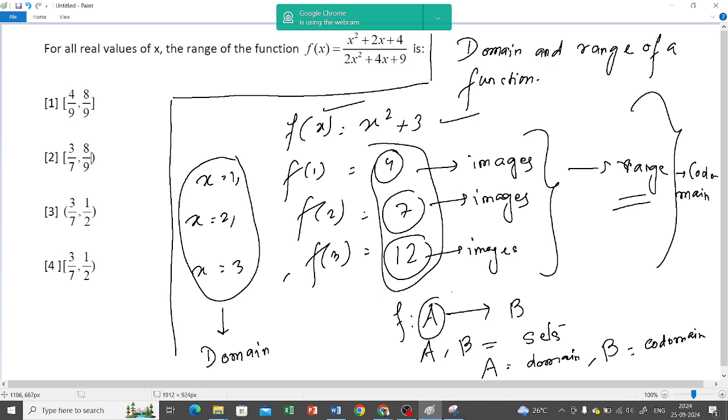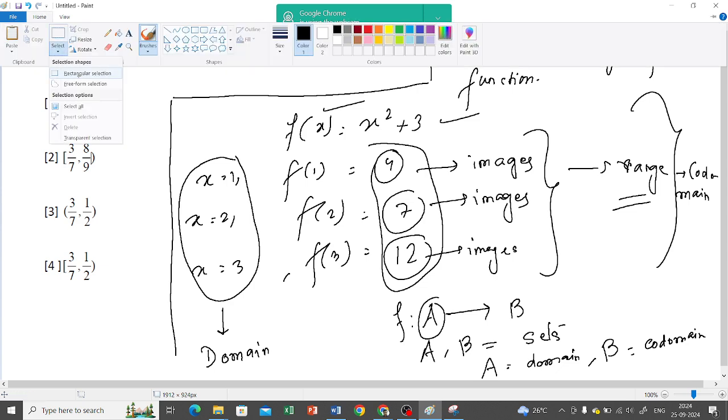Yes, sir. Yes, sir. Did you understand about the codomain? Yes, codomain is the set of which the range is a part.